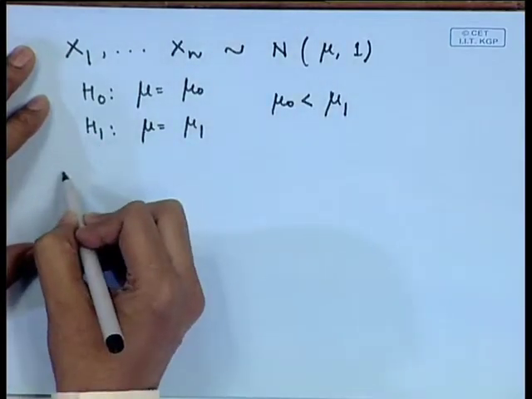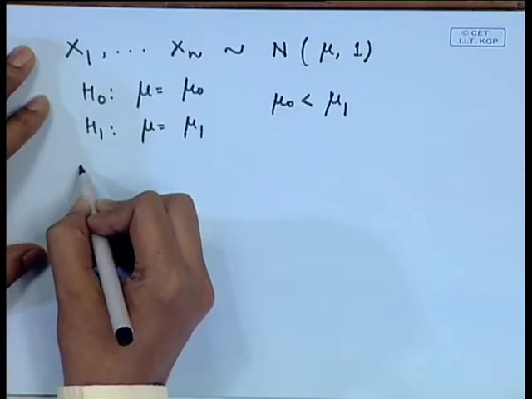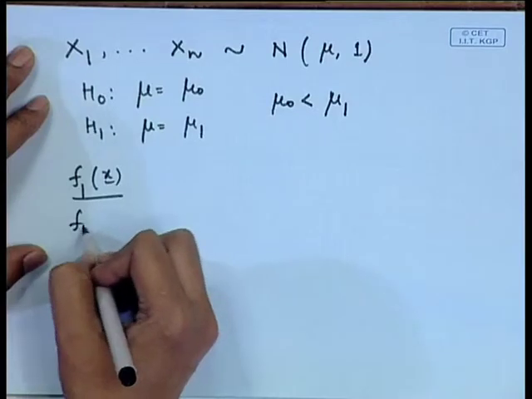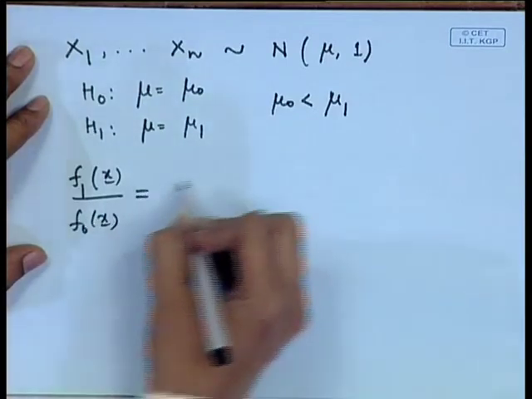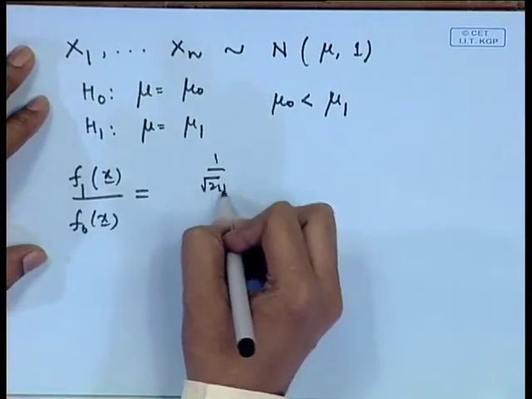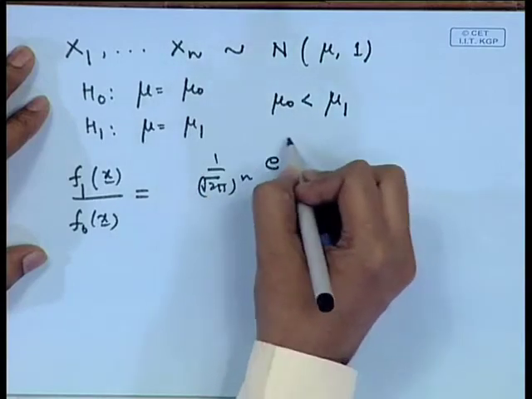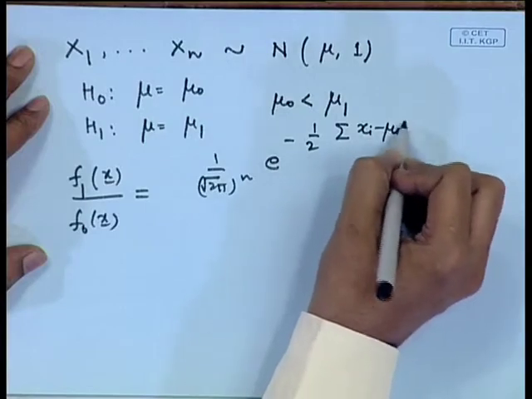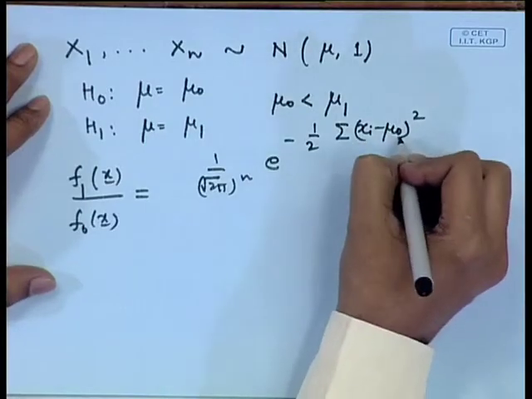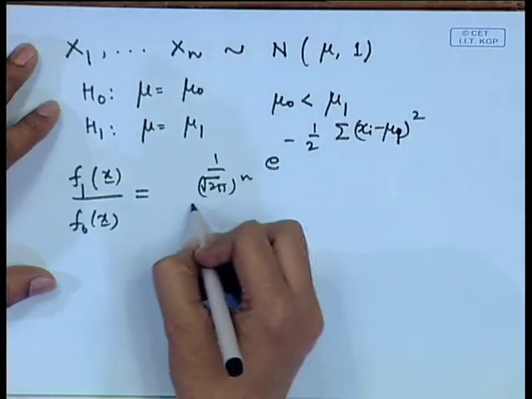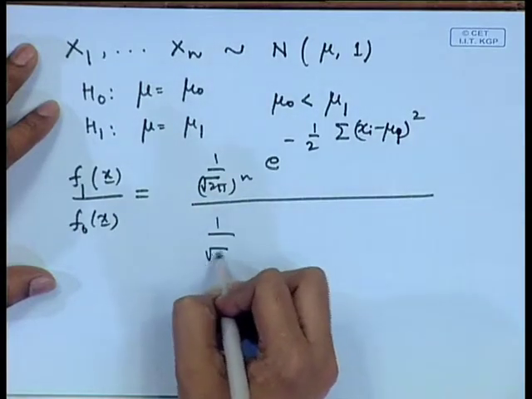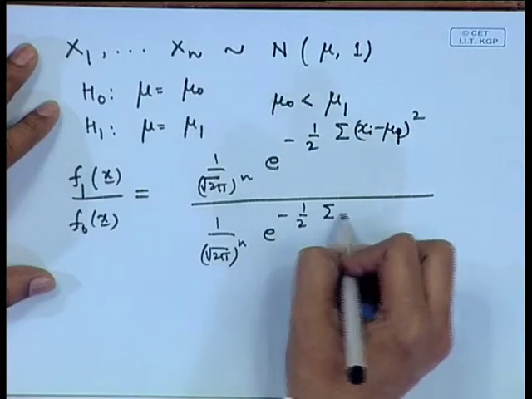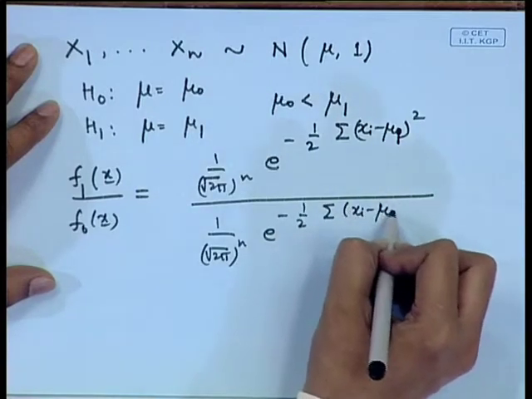Now, let us write down the density ratio, that is f 1 x divided by f naught x. So, it is 1 by root 2 pi to the power n e to the power minus 1 by 2 sigma x i minus mu 1 square, divided by 1 by root 2 pi to the power n e to the power minus 1 by 2 sigma x i minus mu naught square.